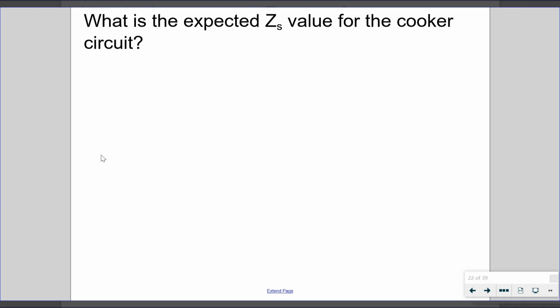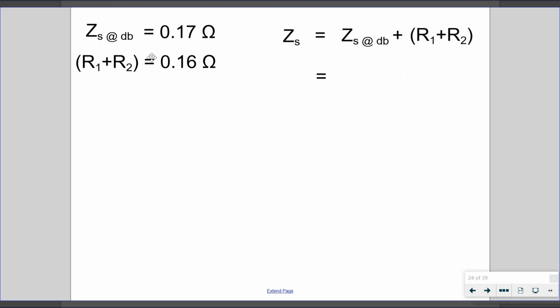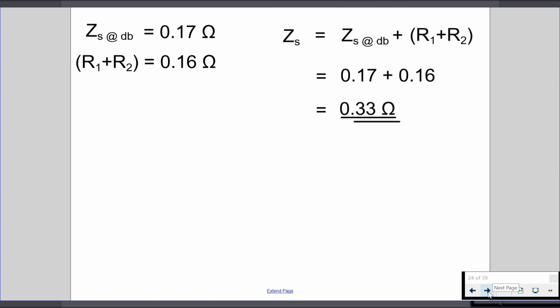Okay. Follow-up question from that: what is the expected ZS value for the cooker circuit? Well, looking at the circuit schedule, we have a ZS at dB of 0.17 ohms. So we take our ZS at dB and our expected R1 plus R2 value and add them together. It's the same as doing ZS equals ZE plus R1 plus R2. As I said, in this instance, it's a ZS at dB value we're utilising. So that gives us 0.17 plus 0.16, gives us a ZS of 0.33 ohms. Okay.